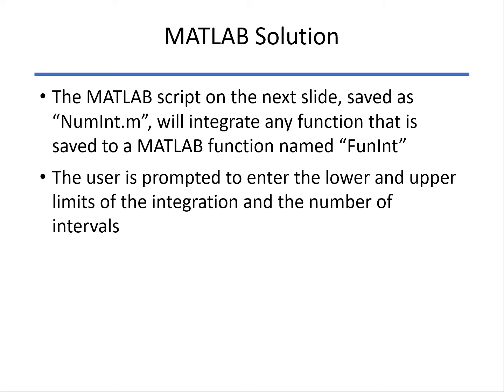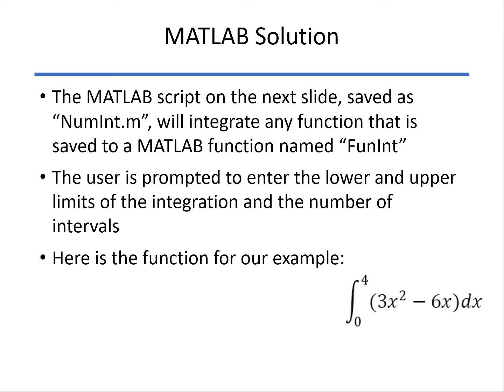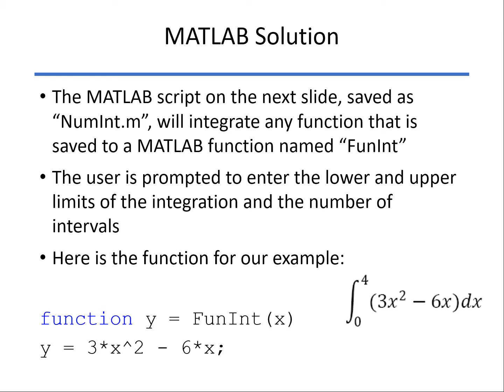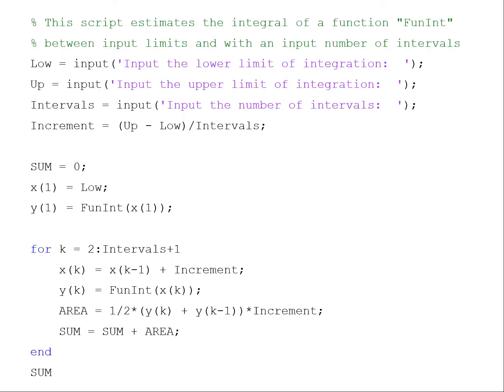So we'll prompt the user for the limits and for the number of intervals. Going back to our example, remember we're going to do this same example. We've written a function, again called funint. Output is y, input or argument is x, and so y is equal to 3x squared minus 6x. We've saved that function.